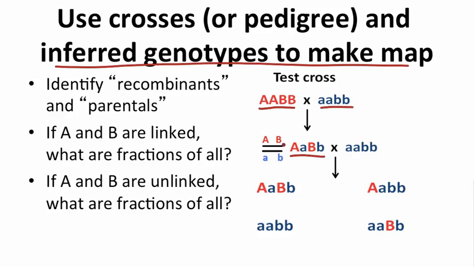We know this is the phase. We know that you got the top one there from mom. We know you got the bottom one there from dad. What we do is we cross this to the homozygote again. So cross it to a, little b, little b.